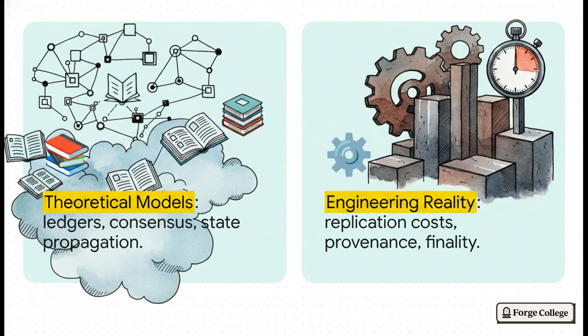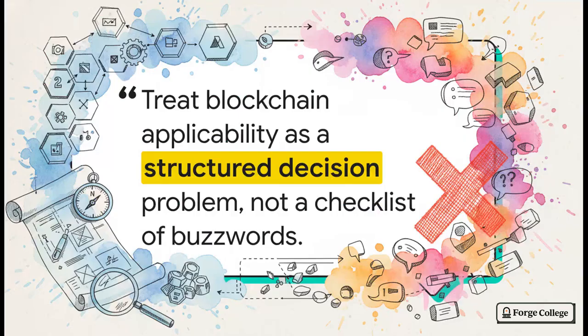We have to ask the hard question: when do replication costs, data provenance, and transaction finality actually matter to a business? I want you to basically burn this quote into your memory. You should treat blockchain applicability as a structured decision problem, not as a checklist of buzzwords. Seriously, real engineers use strict filters, not fads, to decide if a distributed system makes sense. We don't just throw buzzwords at a whiteboard and hope for funding.